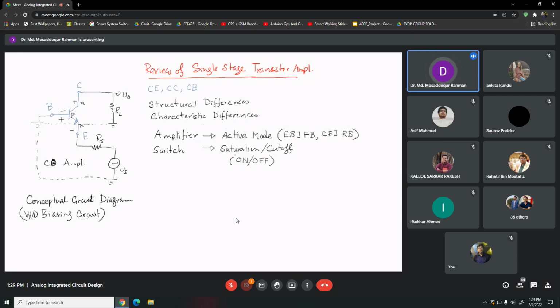And what is the situation in the saturation and cutoff modes? Both forward biased and both reverse biased. Right, in saturation, both junctions are forward biased, and in cutoff, both junctions are reverse biased. Okay, so now we know that we need to forward bias the emitter base junction and reverse bias the collector base junction. Now, how do we do that?